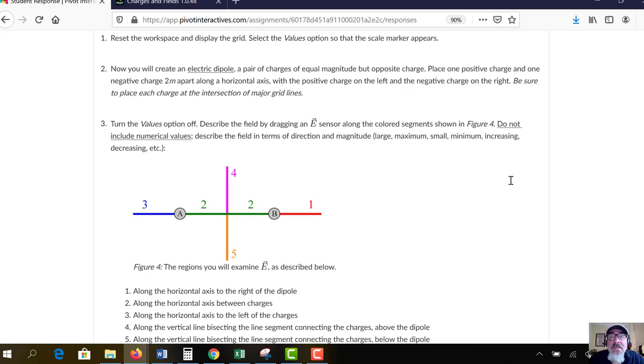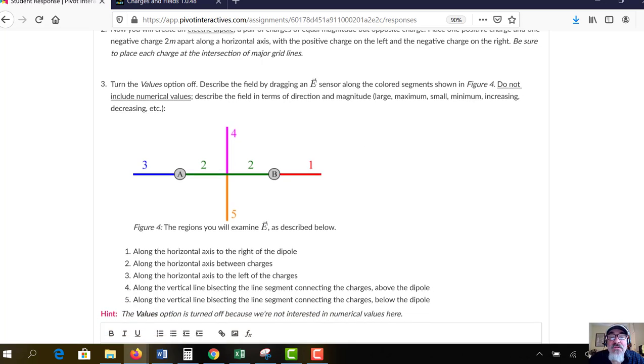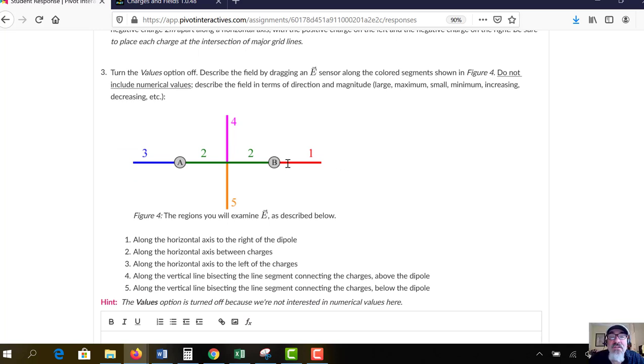And then you want to know what happens to the electric field as you go in this region. What happens to the electric field? What happens in the electric field between the charges? This is the second region. This is the third region, fourth region above here, fifth region here.